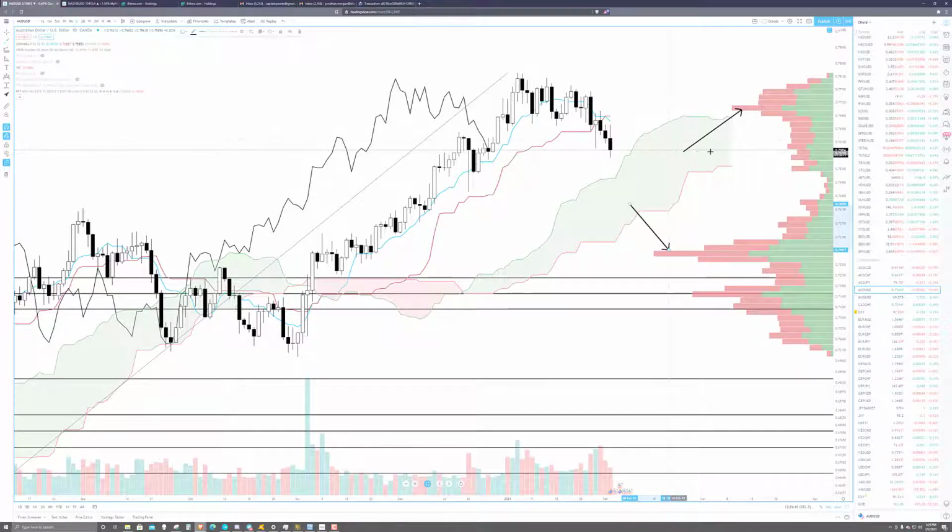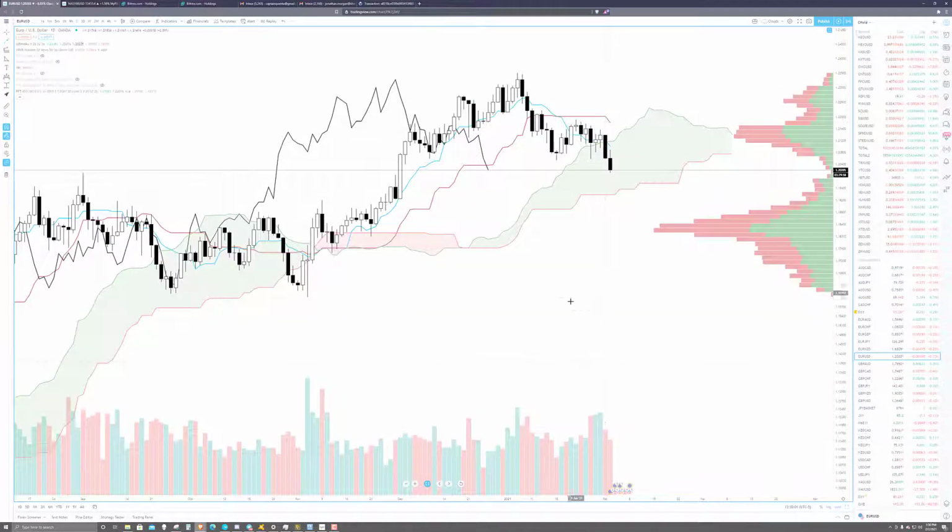There's a pretty substantial weak zone between where we're currently at, 75.85, and all the way down to roughly exactly 300 pips lower, is what we should expect to see in the Aussie dollar.